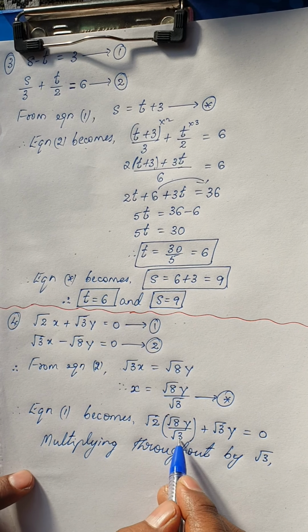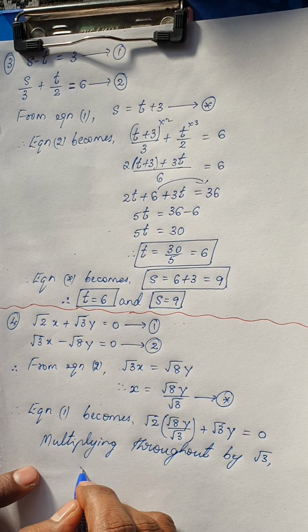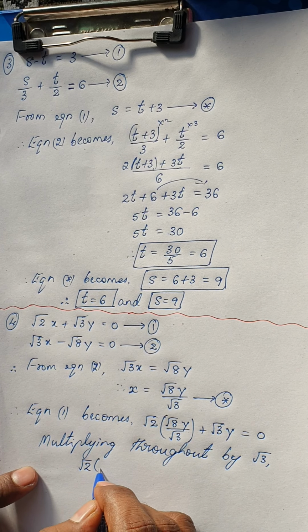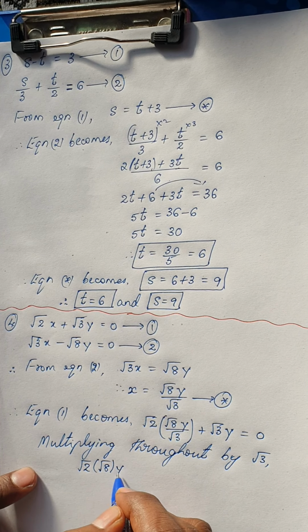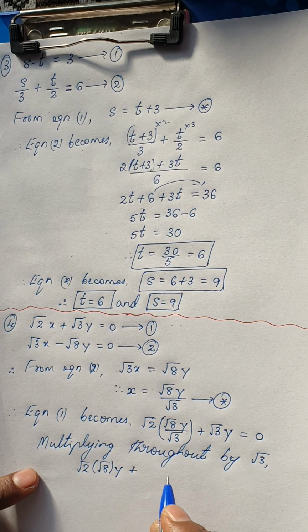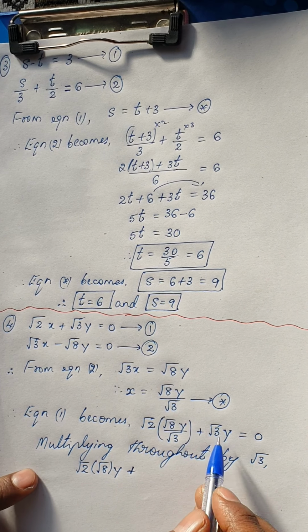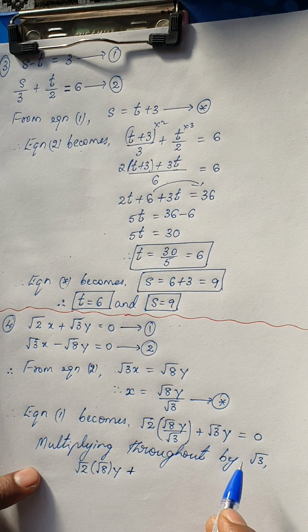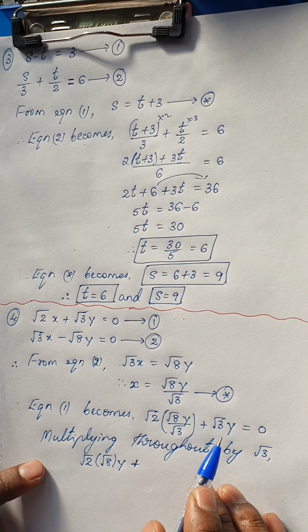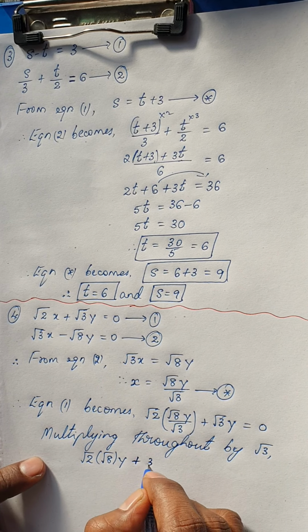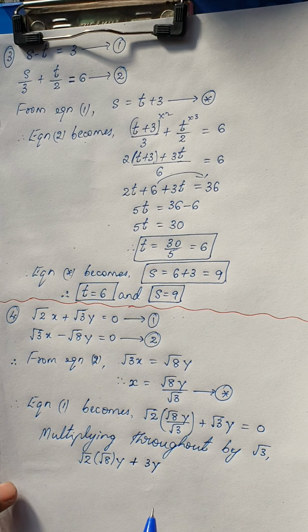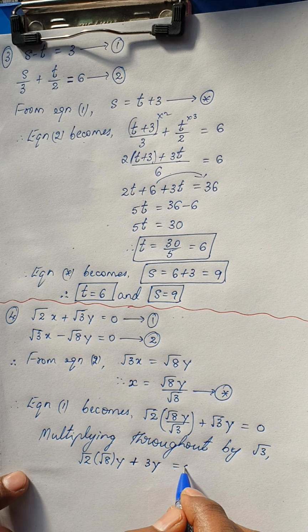Here if you multiply root 3, it will get cancelled. I will just have root 2 into root 8 into y, plus, now you can see here root 3. If you multiply root 3 here, root 3 into root 3 will become root 3 square, so that is nothing but 3y. So this is nothing but 0.